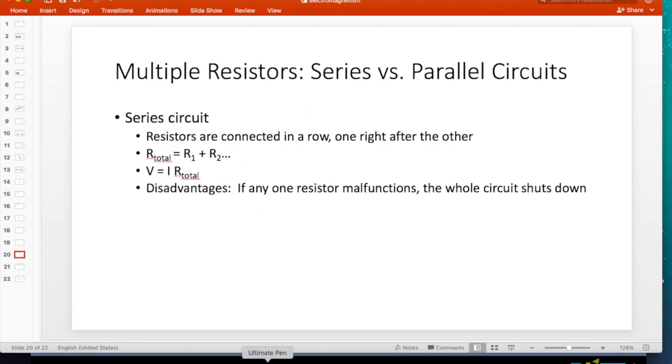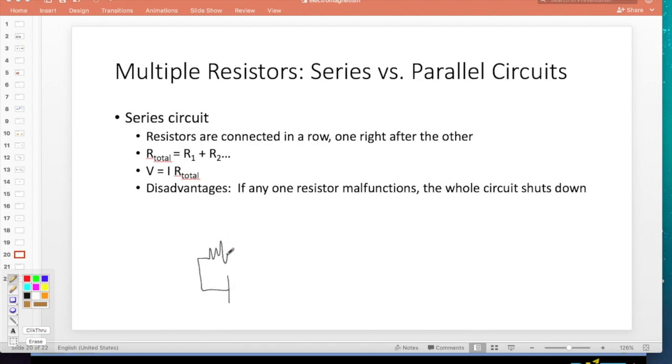Finally, we're going to talk about what happens if you have more than one resistor in your circuit, circuits with multiple resistors. There are two ways, it turns out, to connect multiple resistors in a circuit. You can add them in series or you can add them in parallel. So here's the definition of a series circuit. This is where your resistors are connected in a row, one right after the other. So it would look something like this.